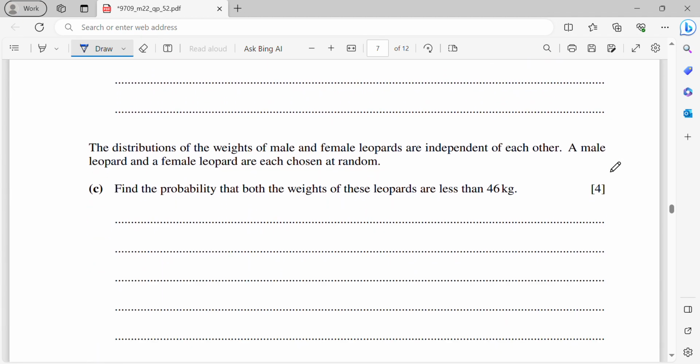Now, the distributions of the weights of female and male leopards are independent of each other. A male leopard and a female leopard are each chosen at random. C, find the probability that both the weights of these leopards are less than 46 kg. So now I need to count the male leopards less than 46 kg. Okay, so when you count this, and also the female leopard less than 46 kg, now you check.